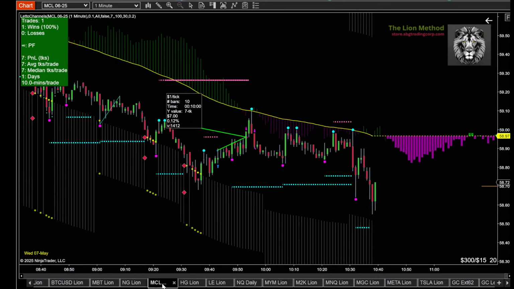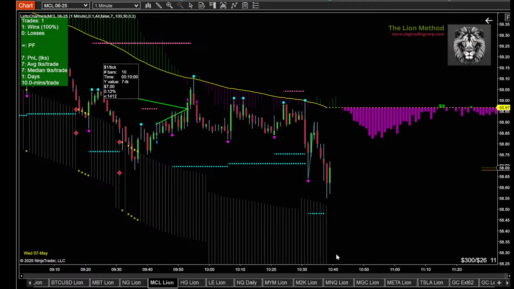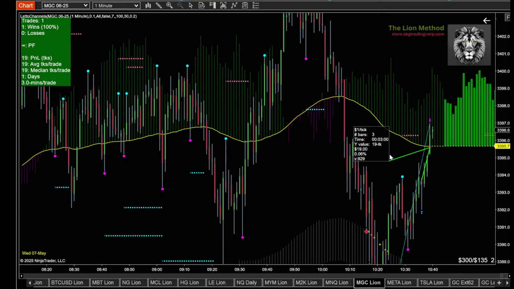Where's crude at now? So we're two trades in the money. The Lion method has won again. Yeah, first trade was here in micro crude. Micro gold, we just got a 19 tick. Very little heat. I think we took, what is this distance? That was just an initial reaction. 16 tick heat, 19 tick reward.